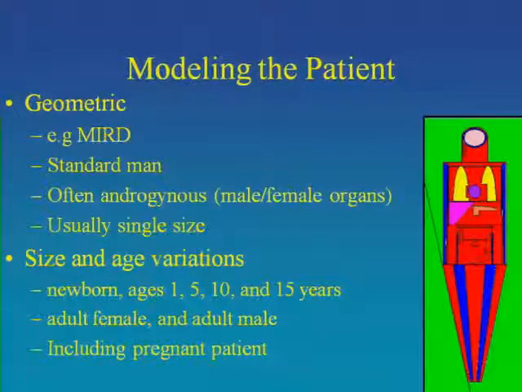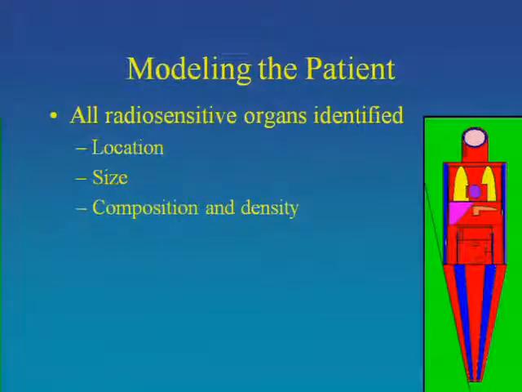Okay, briefly, you want to talk about modeling the patient. Again, some groups start with, or some packages have started with, the MIRD phantom, which is just this stylized, standardized man. These are usually androgynous. They're typically single size. But there has been some work on doing size and age variations of these models. So there are a family of MIRD phantoms out there. There's adult male and adult female. And as Peter's going to talk a little bit more about, there are some models for pregnant patients. We'll leave it at that.